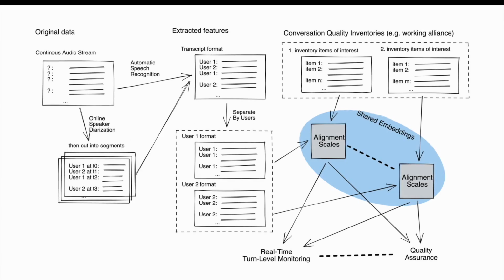You see, the input to our system is the continuous audio stream. We do not know who is speaking at which moment, and we utilize an online speaker diarization method to cut them into segments. And then, combining with the automatic speech recognition, we can separate it into transcripts belonging to different users. When we have those user transcripts in real time, we can compare them with the inventory items of interest, which helps us quantify the quality of the conversation. That gave us the quality of alignment in different scoring scales.